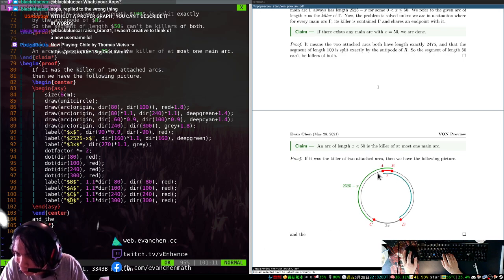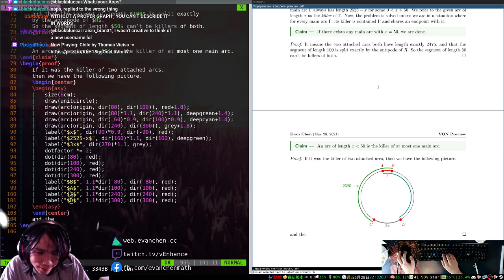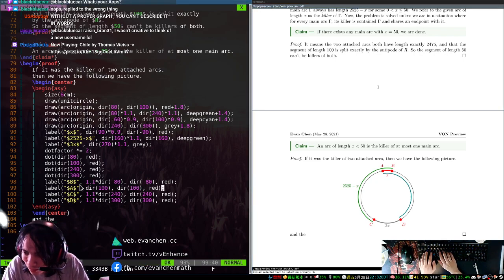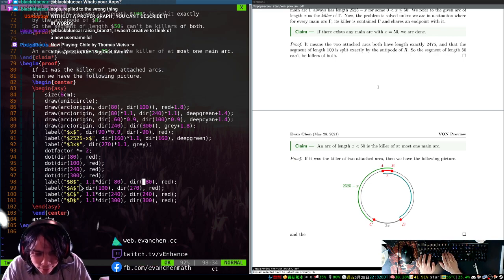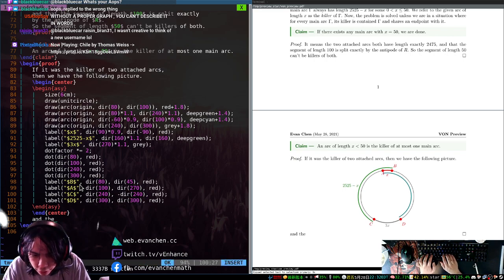Those labels look really awkward. Let me reposition them. We'll put A at direction 270 in the southwest, and B at direction 45. So C can just go inside. That's fine. D might need to be at 270, 232, 310-ish.